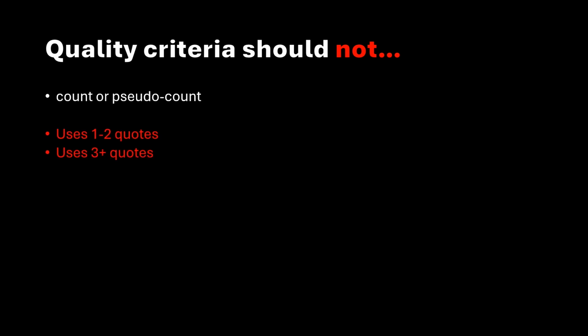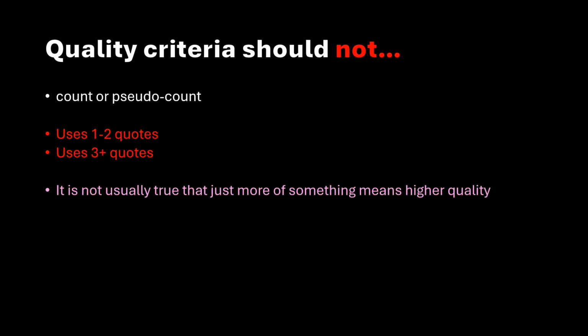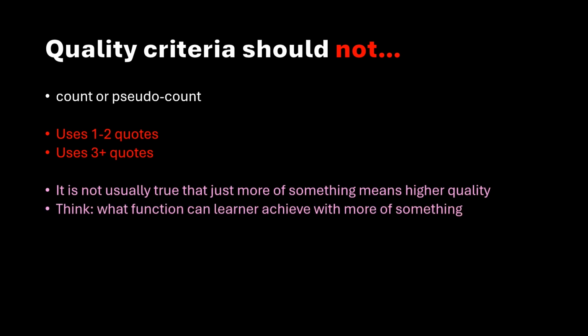Now let's talk about things we don't want to see in criteria. We do not want to see counting or pseudo-counting, so something like this is not great. And why do we not want to count stuff? Well, it's not usually true that just more of something means that it's better. We want to think more like, what function can the learner achieve if they're doing that thing more often, right? So in this example, it's not necessarily the number of quotes that's the most important thing. It's what can the student achieve by using more quotes.